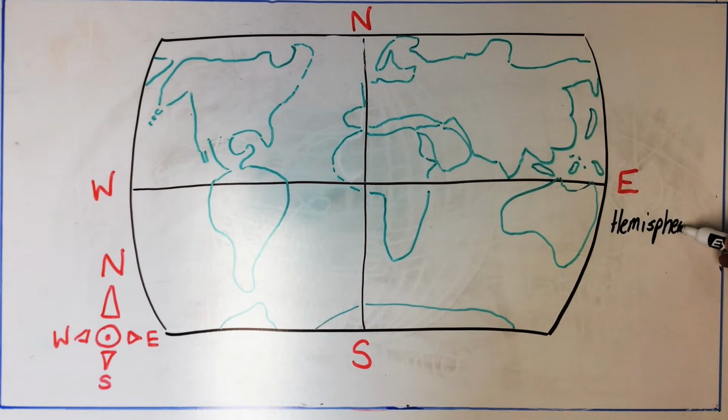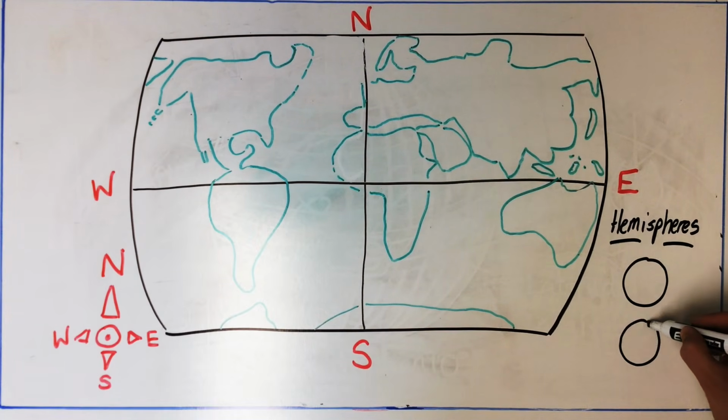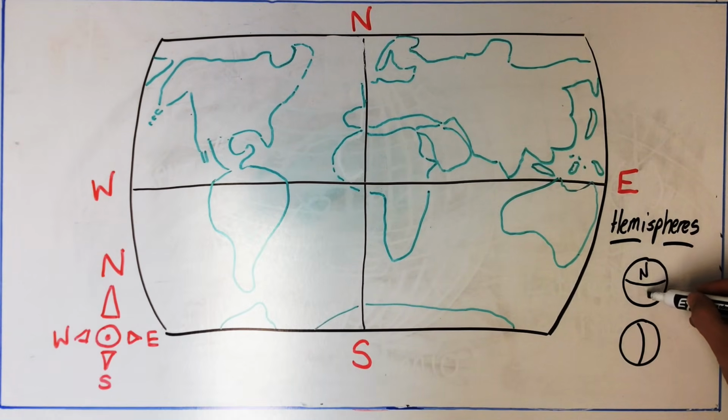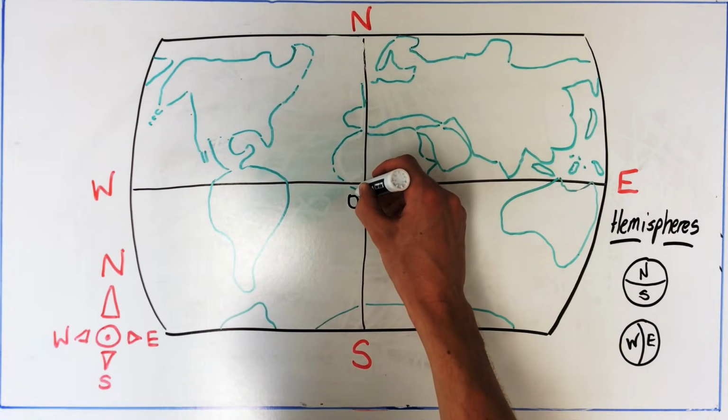Now these halves are called hemispheres, and there are 4 of them. 2 on either side of the equator, the northern and southern hemispheres, and 2 on either side of the prime meridian, the eastern and western hemispheres. Pick any spot on Earth, and you will see that it is in exactly 2 of those 4 hemispheres.